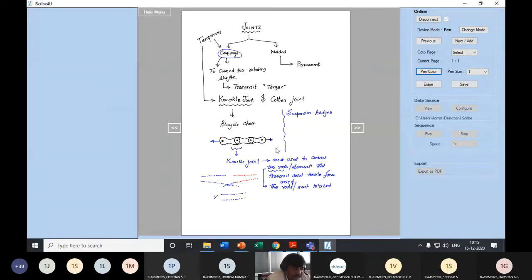Suspension bridges, you can see it, or a bicycle chain, which I have already seen. Bicycle chain, or the valve mechanism of reciprocating engines. So all these points will be having this knuckle joint. Only one disadvantage is it cannot transmit torque. Keep that in mind. It cannot be used to transmit torque.